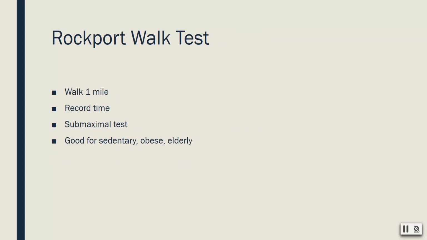The second test you'll be doing is the Rockport Walk test. For this test, you're going to measure out 1 mile. Ideally, this should be on a track because the track is flat, but if you don't have access to the track, any course will be fine. The person's going to walk a mile and then you'll record the time. This is considered a sub-maximal test because you're walking.